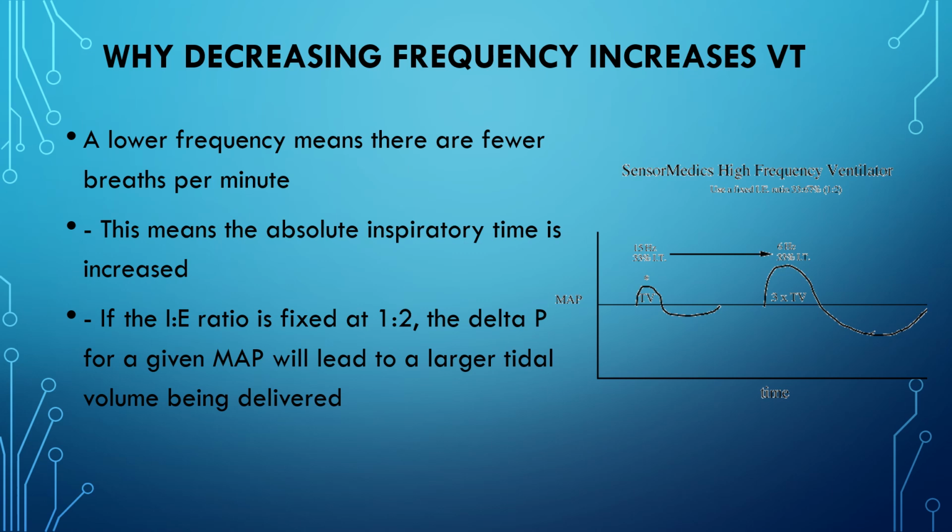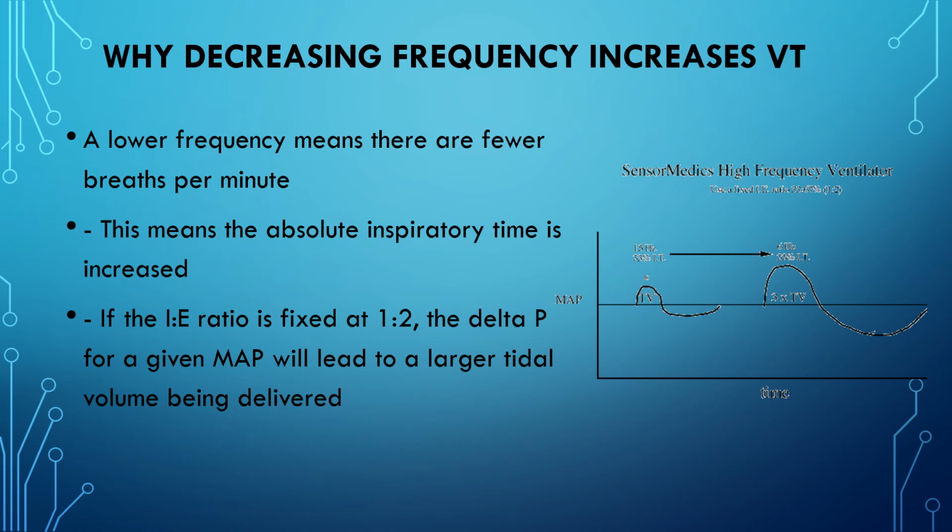So unlike the conventional ventilator, when you decrease your frequency, you're actually going to increase your tidal volume, which means you'll blow off CO2. On a conventional ventilator, you would increase the frequency to increase the minute ventilation and blow off CO2. It's going to be different on the oscillator.